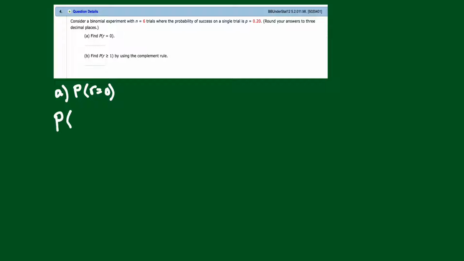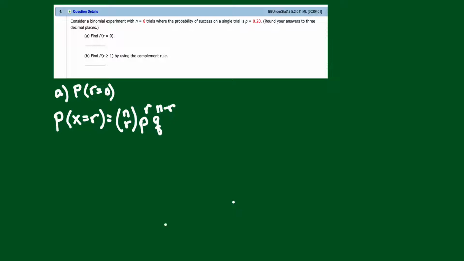Now, we have a formula that says the probability that x, the random variable, is equal to r, where r is the number of successes that you want, is given by this. It's n choose r, the number of trials, number of successes, that combination, times p, the probability of success on a single trial, raised to the number of successes, times q, which is 1 minus p, to the n minus r, the number of failures.